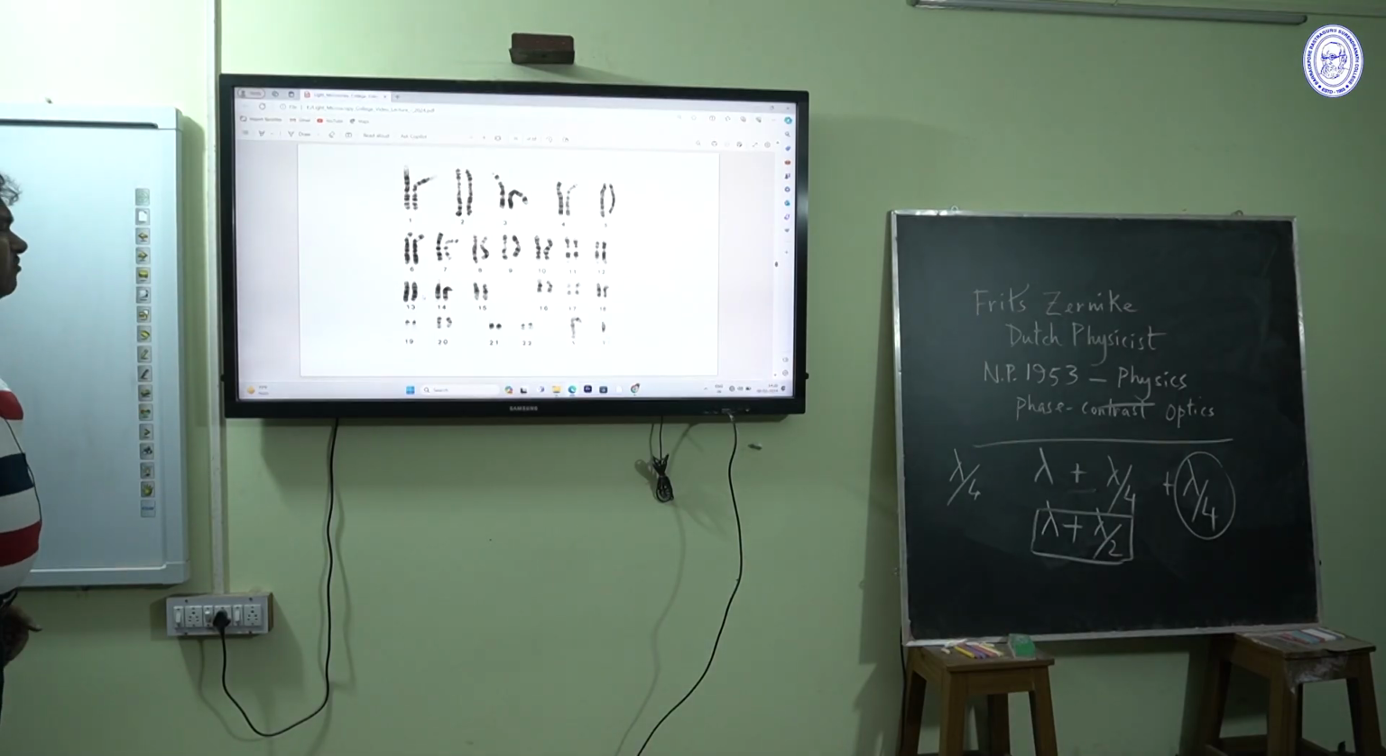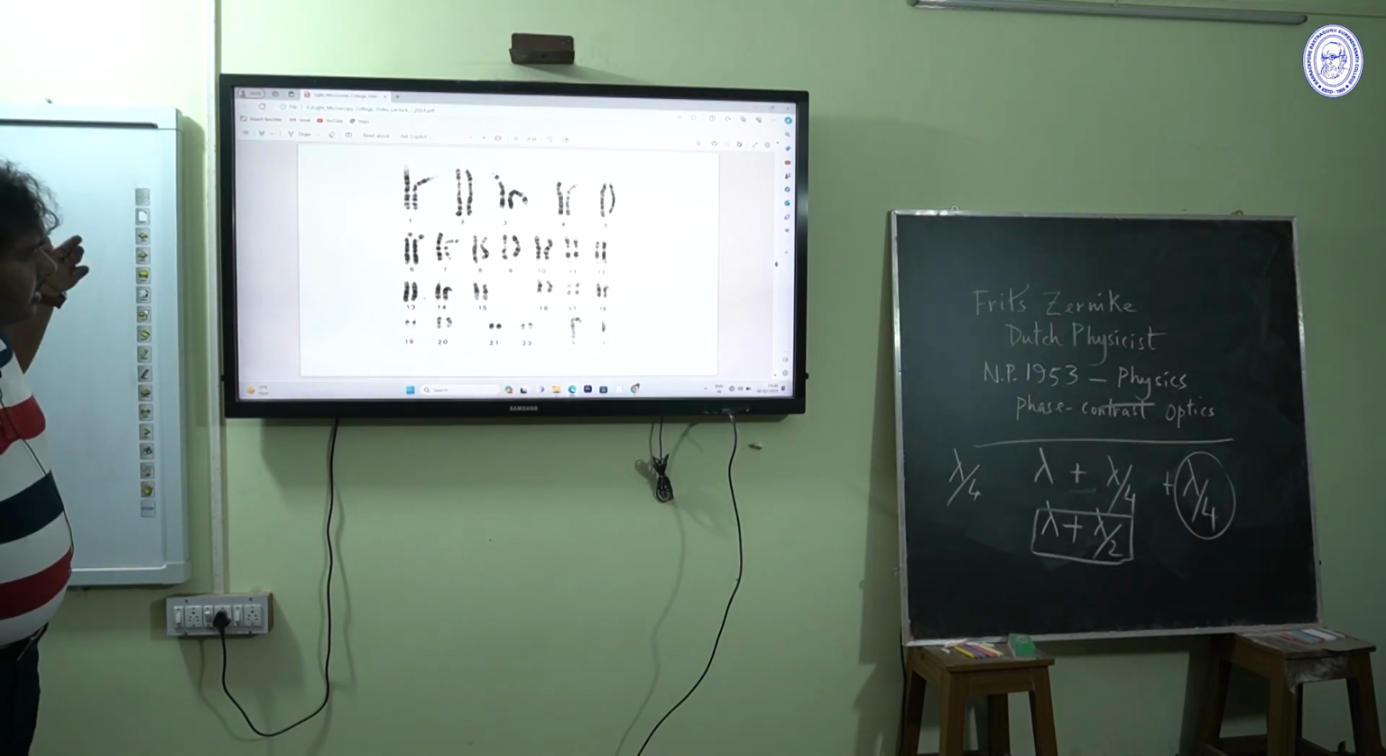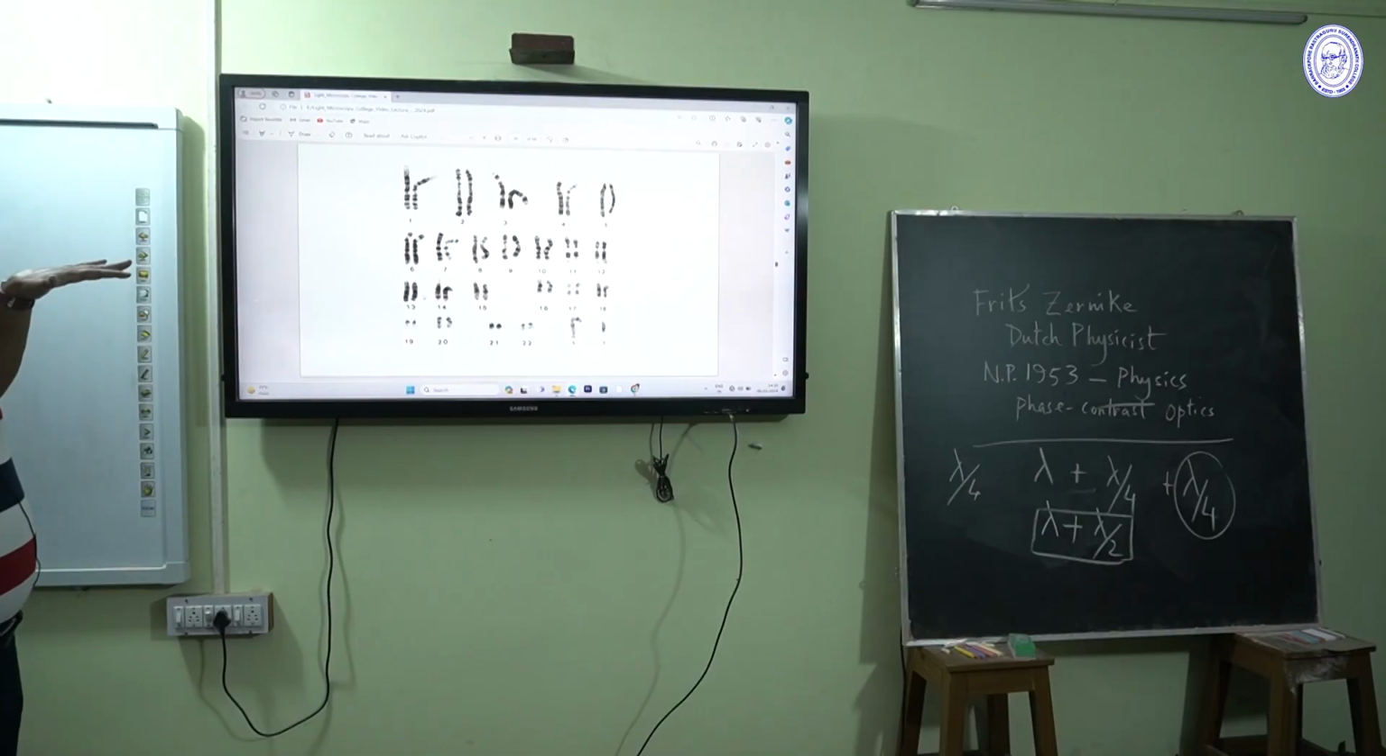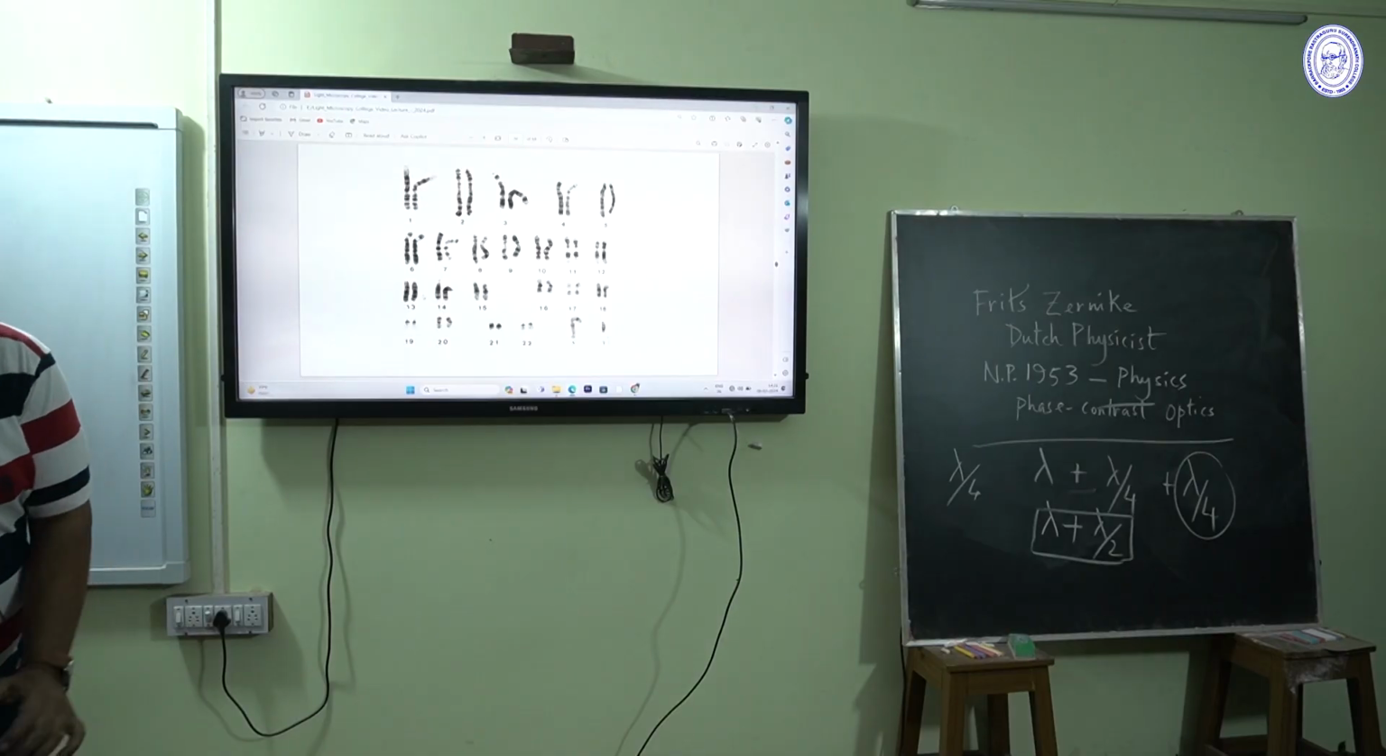Other applications of fluorescent microscopy are FISH, then FRAP, fluorescence recovery after photobleaching, and various other applications. But the common applications are banding pattern, observation of different types of cells, then FISH, then FRAP, etc.